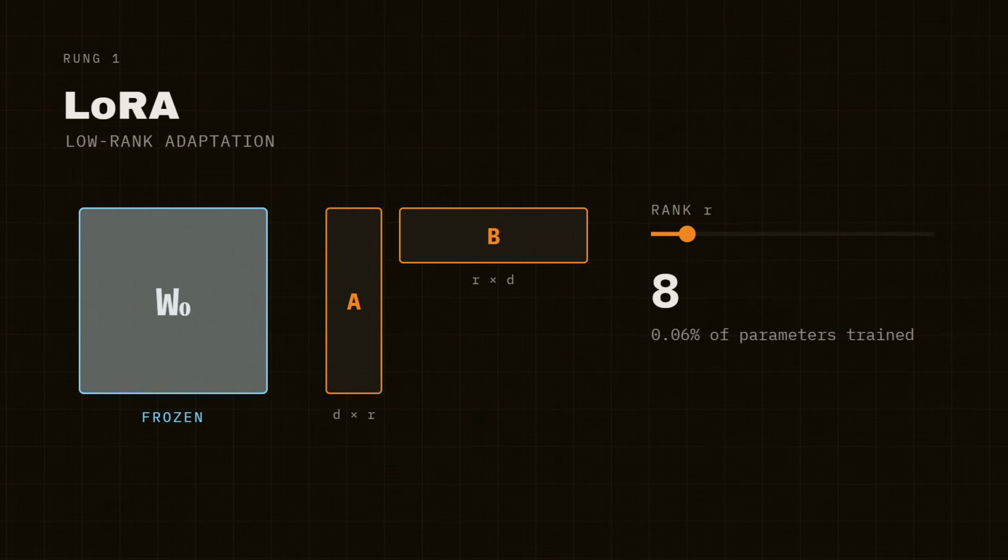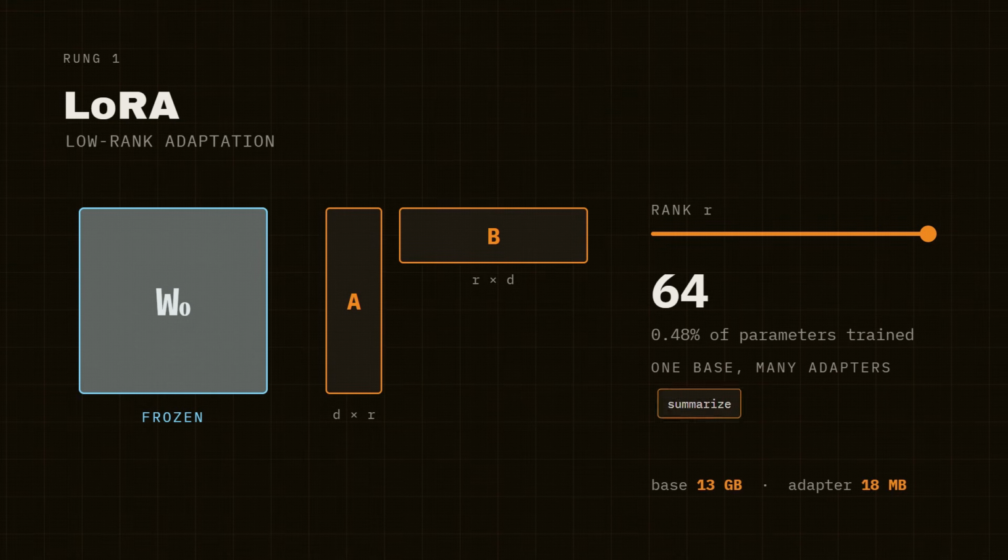LoRA factors it into 2 skinny matrices A and B. Instead of one big D by D matrix, you get D by R and R by D, where R is small, 8, 16, 64. Multiply A and B back together and you get something the same shape as the original update, but you only ever store and train A and B. That's a fraction of a percent of the parameters. And because the frozen weights need no gradients and no optimizer state, 3/4 of that memory bill just disappears. Exactly the 3/4 we identified a minute ago.